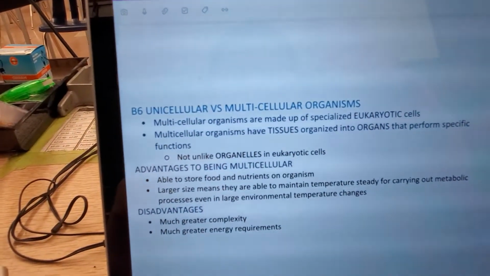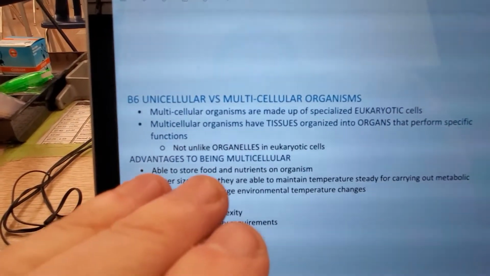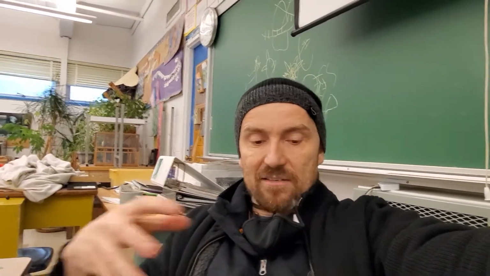Okay, the last thing, it's a tiny thing, is unicellular versus multicellular organism. The big advantage to being multicellular is, well, you have specializations, you have tissues and things, and the cells can differentiate themselves. You've got a lot more complexity, so you can store food. You can go without food for a long time because you can store food on your body. You can make cells that purely store food. A tiny unicellular organism needs to get food all the time to feed its metabolism because it's got nowhere to store that food.